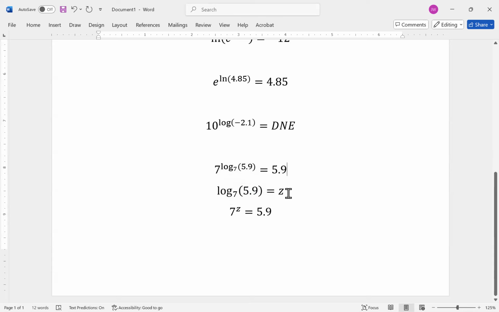So z is the log base 7 of 5.9, equaling z, means 7 to the z power is 5.9. We said z is equal to this, and therefore we get this equation. Hopefully that makes sense.